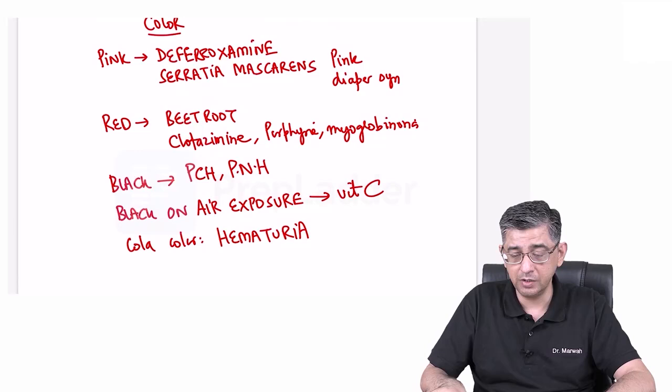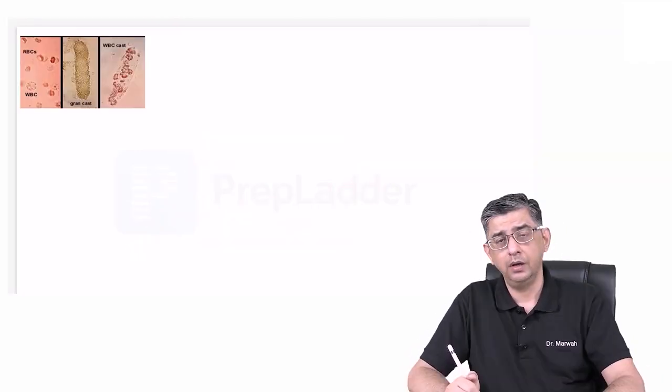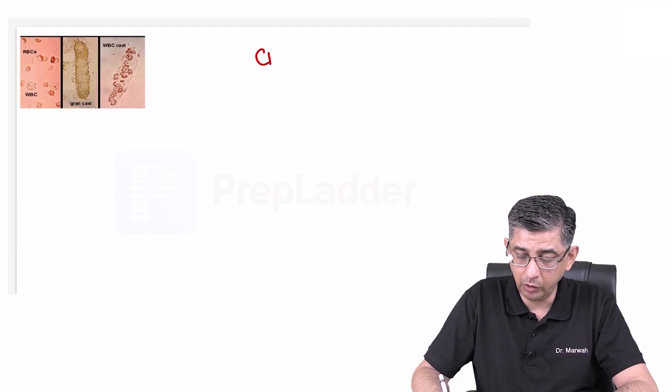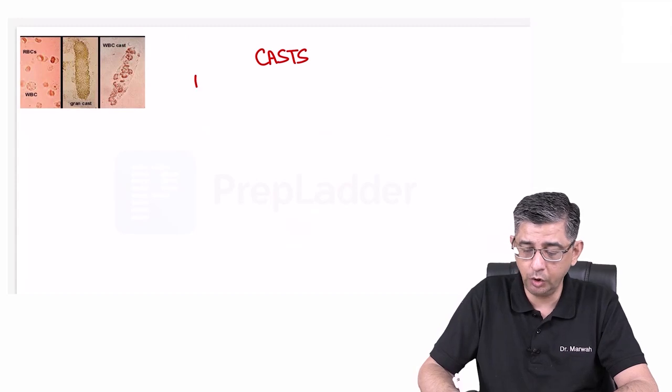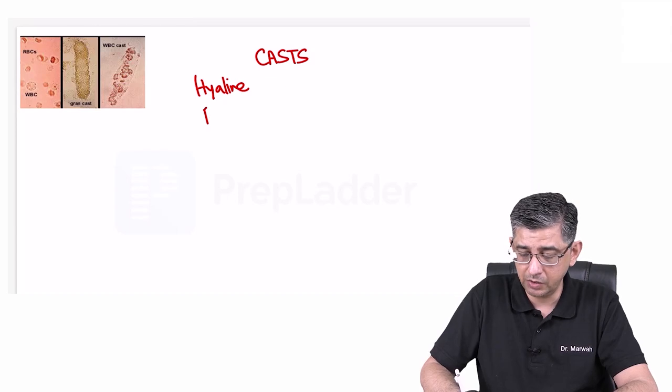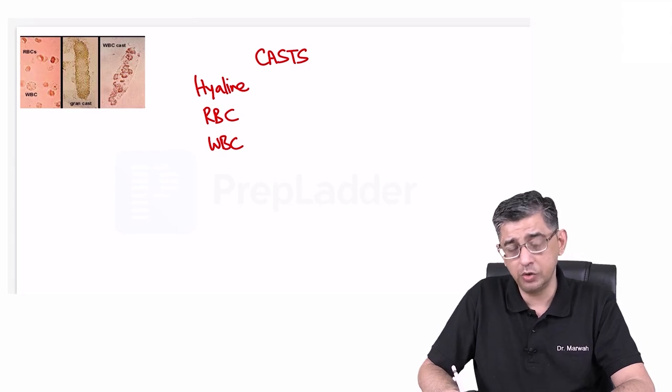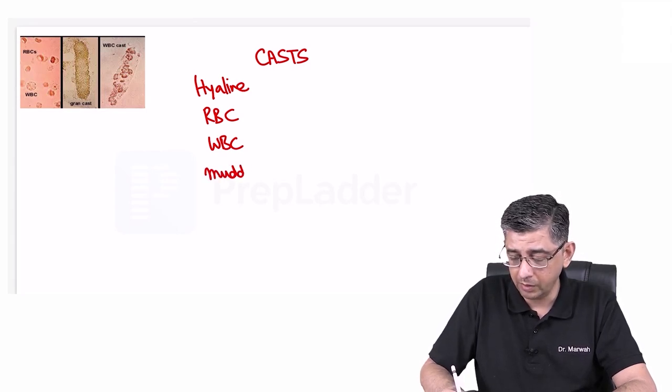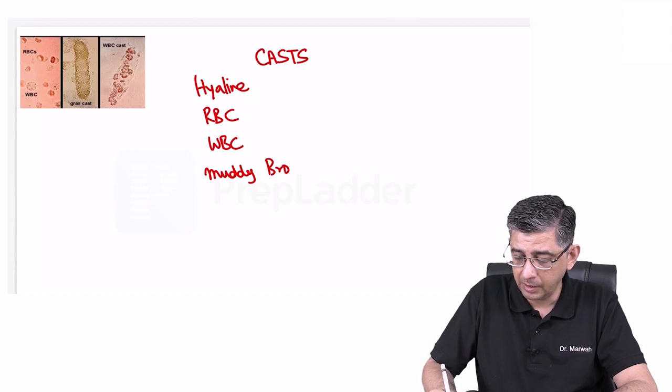So these are a couple of details with respect to the color component. And coming towards the end of the discussion, I would also like to utilize the next few precious minutes to talk about the presence of casts in the urine. There are 4 of them which are to be remembered: hyaline casts, RBC casts, WBC casts. Then you also read about muddy brown granular casts. And then there are 2 more terms I can say.